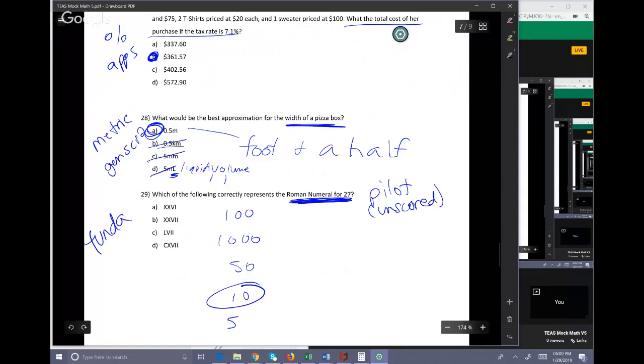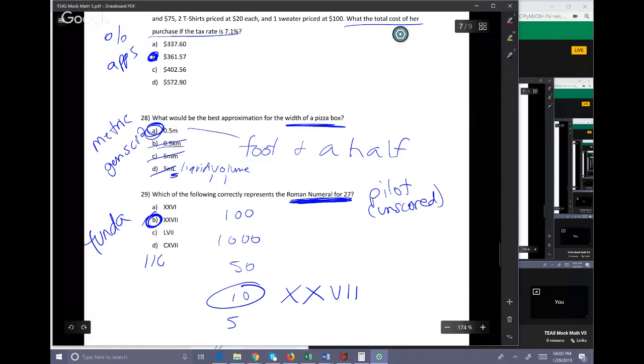The answer to this one, you'll notice there is not a 20. There's just a 10. 10 is X. So to make a 20, you have to have 2 X's together. And then to make a 7, you need a 5, 6, 7. So that's going to correspond to B. The problem with D is it has the letter C, which is 100.